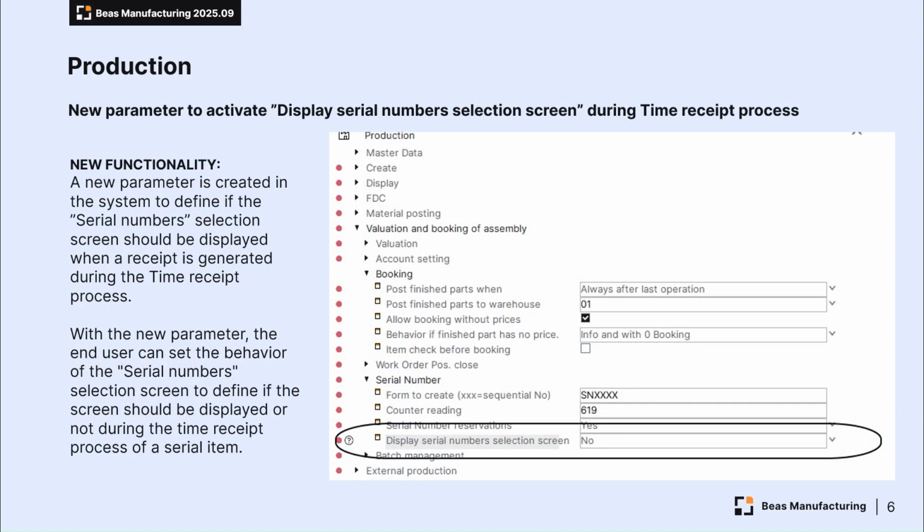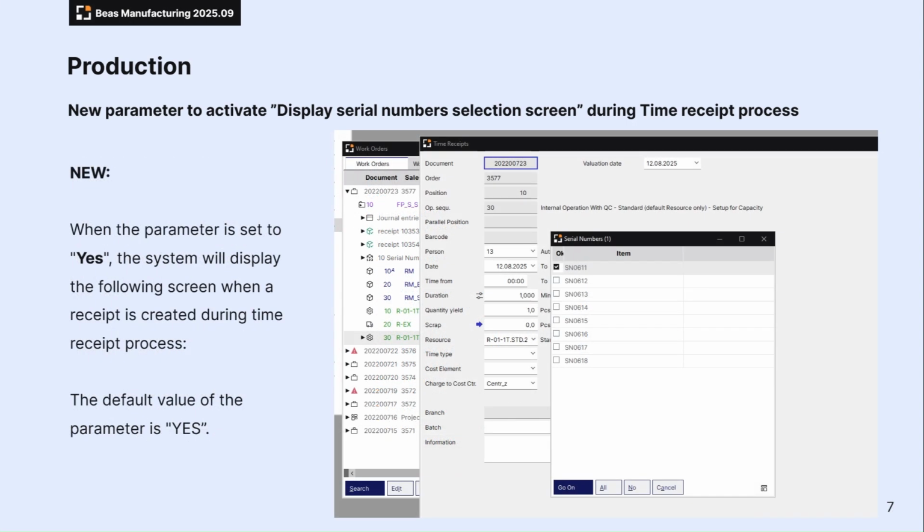A new parameter is created in the system to define if the serial numbers selection screen should be displayed when a receipt is generated during the time receipt process. With the new parameter, the end user can set the behavior of the serial numbers selection screen to define if the screen should be displayed or not during the time receipt process of a serial item. When the parameter is set to yes, the system will display the following screen when a receipt is created during the time receipt process. The default value of the parameter is yes.